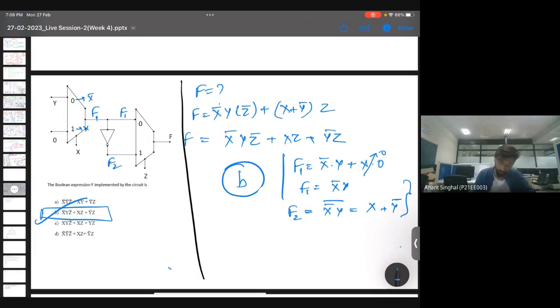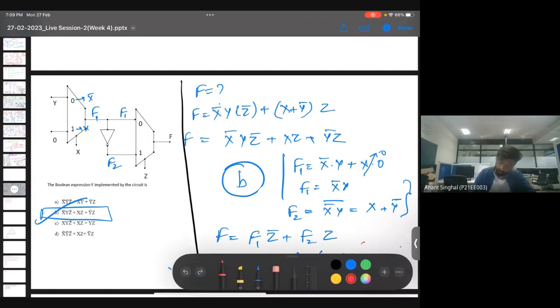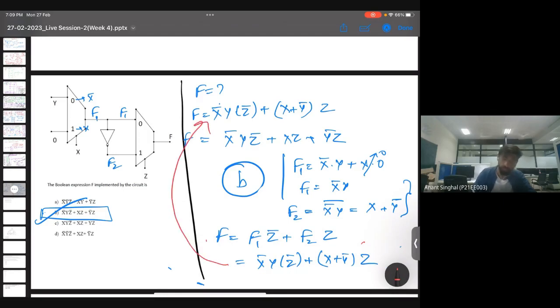Okay, so now what I'm doing is this final f is nothing but f1 into z bar and f2 into z. Is it clear? You can respond. Okay, so f1 is nothing but x bar y, which is into z bar, plus f2 is nothing but x plus y bar into z. So this is what I have written here. Okay, try to undo it. Yeah. So this is what I have written here. Is it clear now?